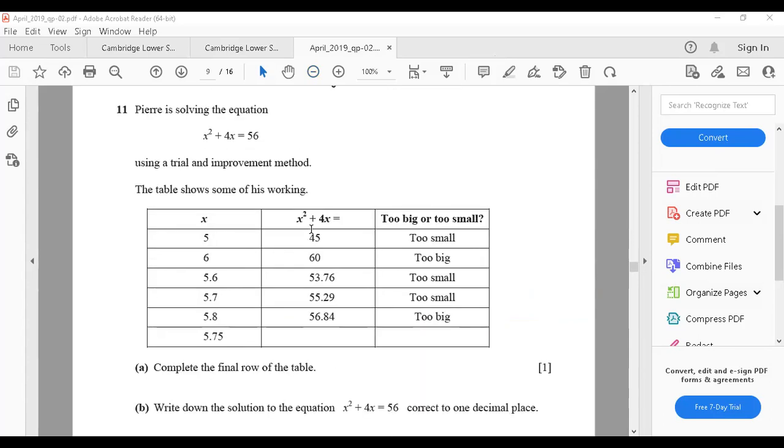Okay, here is solving equation using trial and improvement method. The table shows some of his working. Trial and improvement method, it's about what? It's about assuming some number which leads me to the final answer 56 or closer. As long as I'm going closer to the 56, my value for x will be the closest number to the solution. So he said complete the final row of the table. So I will put 5.75 instead of x.